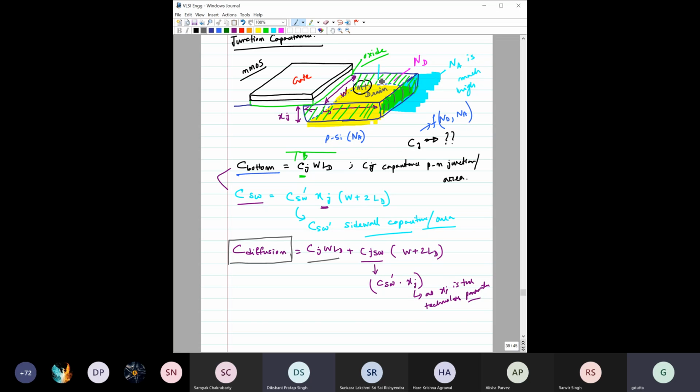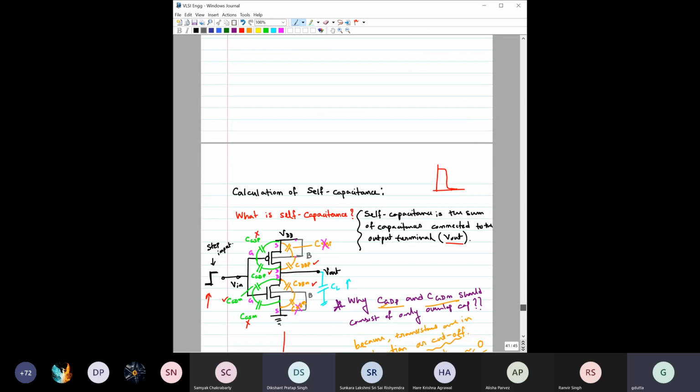In that context, the reason behind this is again some approximation here. Compared to this width, this LD value is lower. Compared to this width, this diffusion region length is lower. As a result, this other contribution would be more compared to this contribution. So for the latter case, this part has been neglected. Okay, got it, sir. True, right. Very good observation.